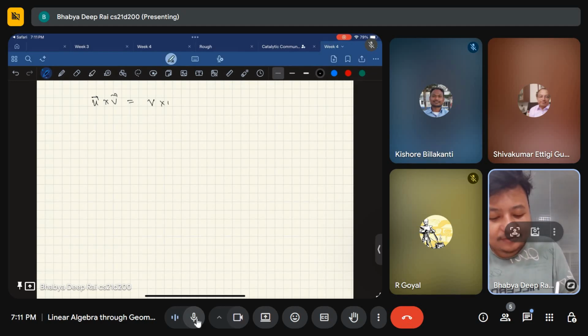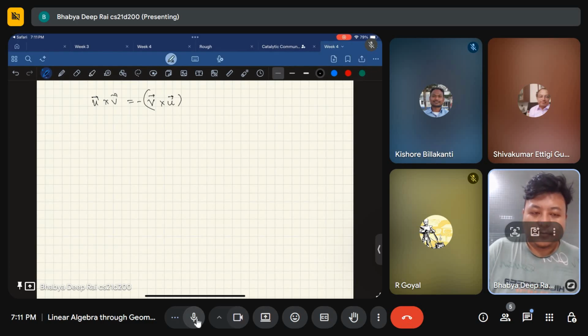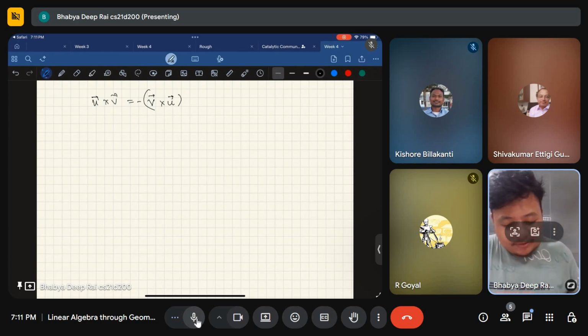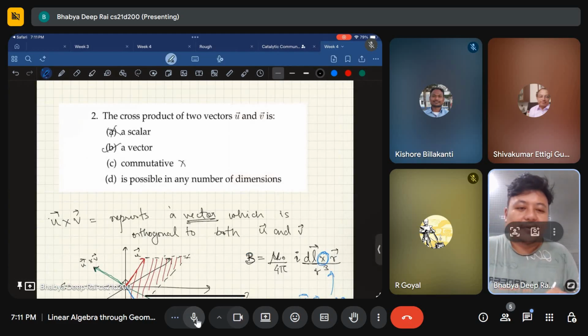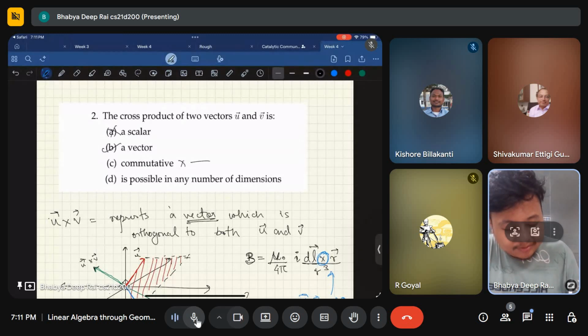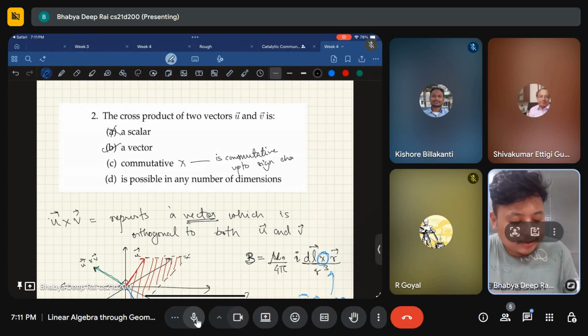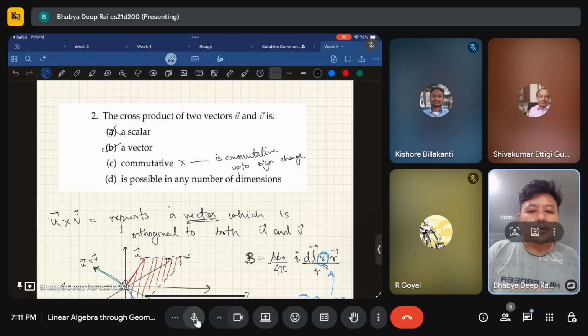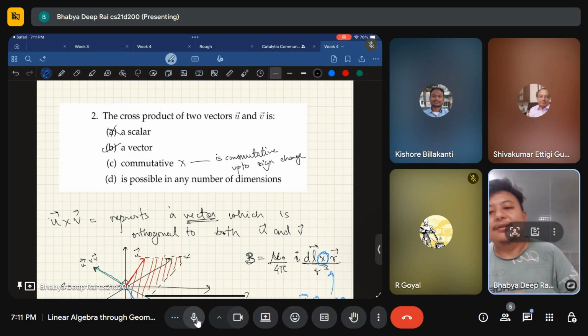Is the same as V cross U, except the sign gets changed. So that would mean that it is not commutative. U cross V is not equal to V cross U, but it is commutative up to sign change. So this is one property of cross product.